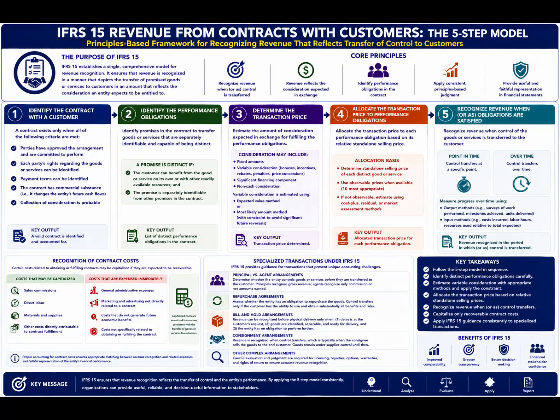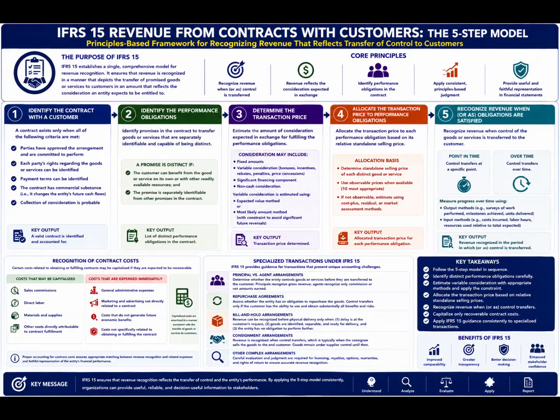The standard is based on a 5-step model designed to ensure that revenue reflects the transfer of promised goods or services to customers in an amount that represents the consideration expected in exchange. This approach improves comparability and transparency while reducing inconsistencies in previous accounting practices. Candidates are expected to understand both the conceptual framework and practical application of revenue recognition principles in various business scenarios.